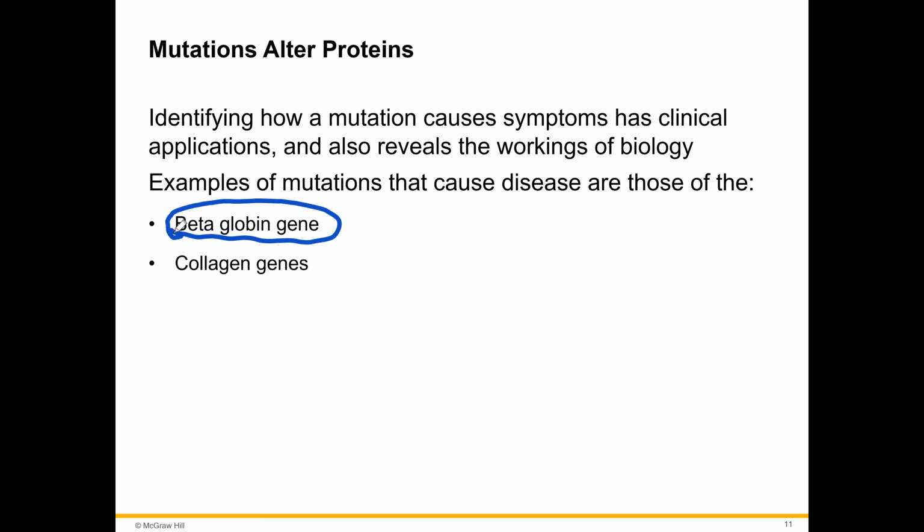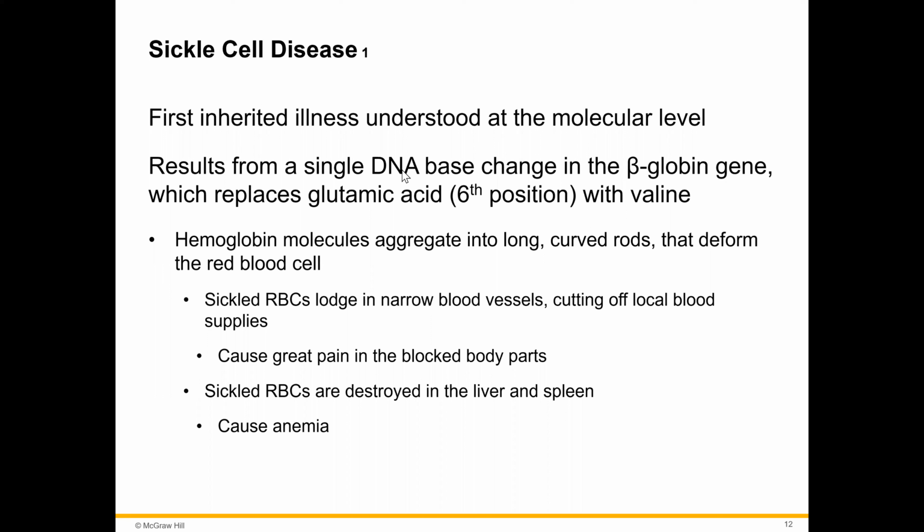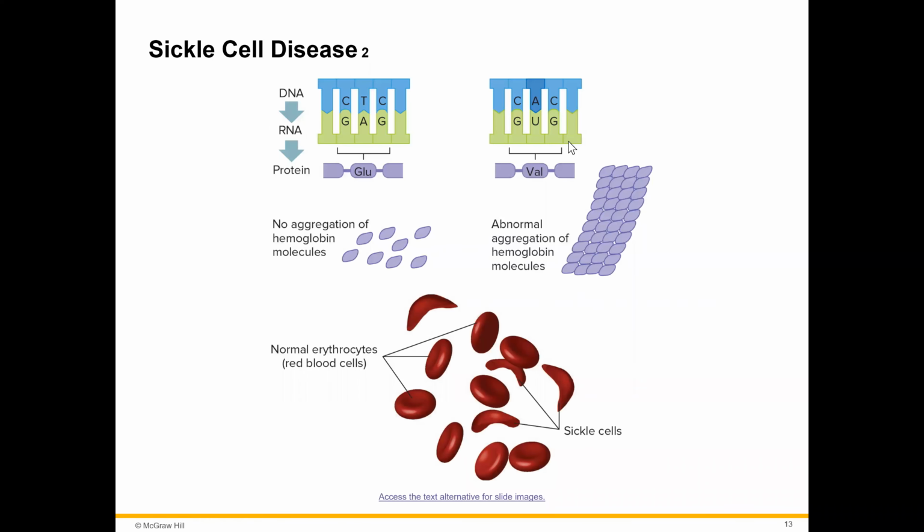So when the gene that produces beta globin is affected, it affects the shape of the cells. So here's one disease called sickle cell disease. It's the first inherited illness understood at the molecular level, and results from a single DNA base change in the beta globin gene, which replaces glutamic acid with valine. So let's go to the next slide first and see what it means.